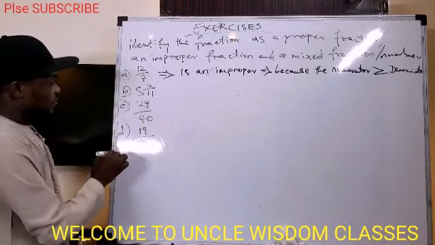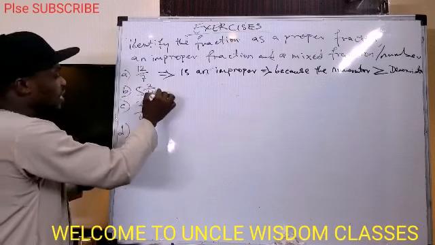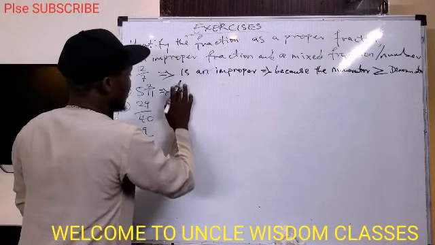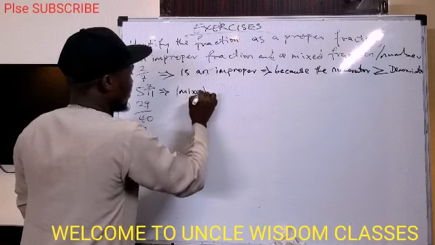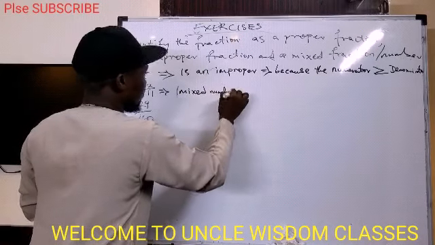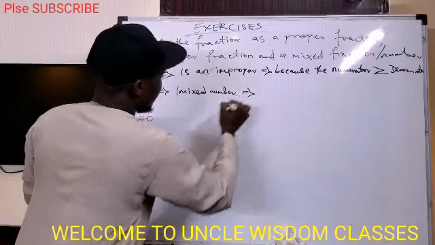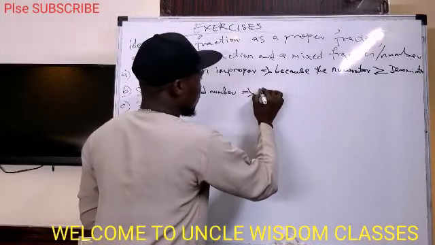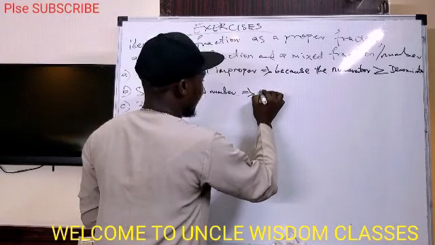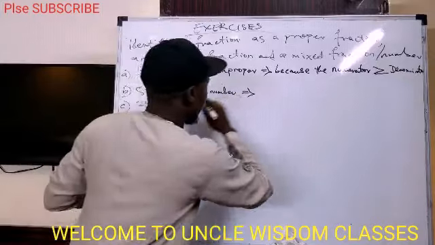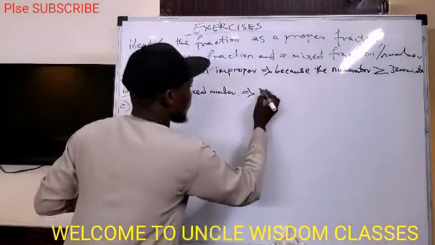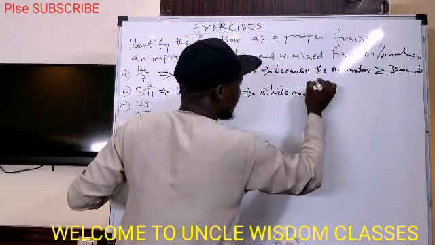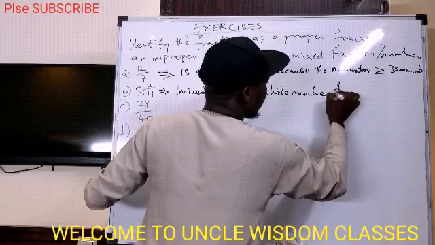Then number B, 5 whole number 2 over 11, is a mixed number. The reason is because it has a whole number and a fraction.